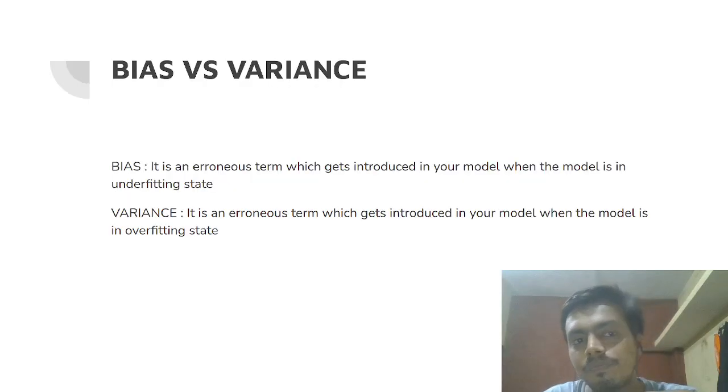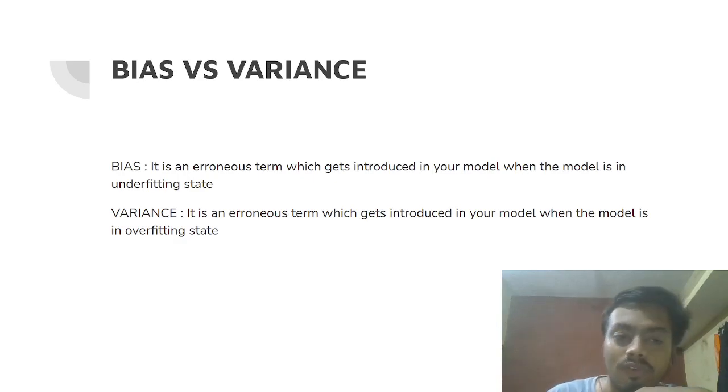Okay, so the first one is what is bias versus what is variance. If you want to answer the question, it's simple. Bias is an erroneous term which gets introduced in your model when the model is in an underfitting state, and variance is an erroneous term which gets introduced in your model when your model is in an overfitting state.